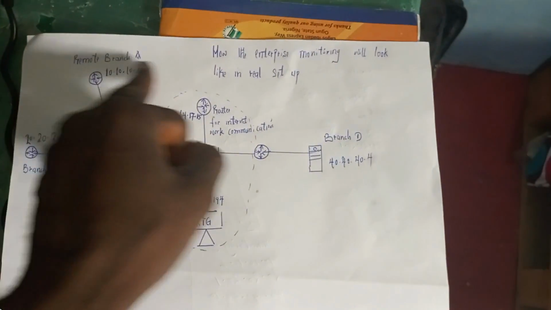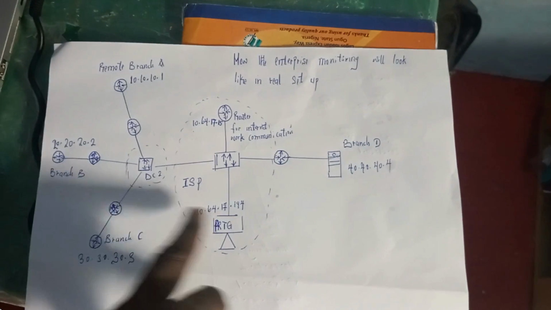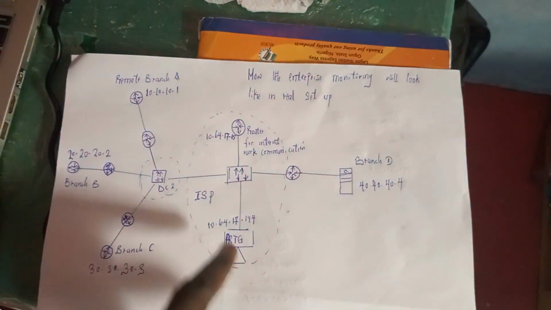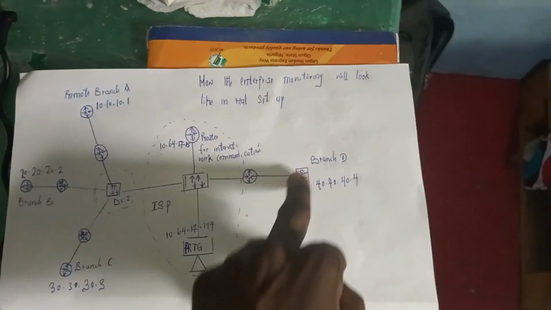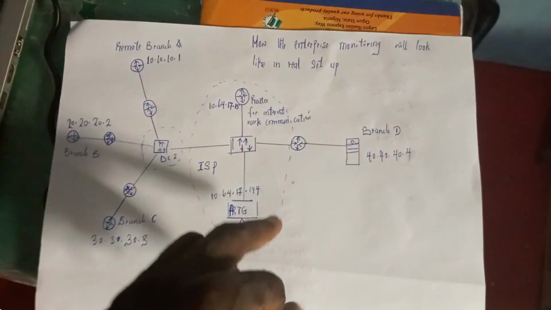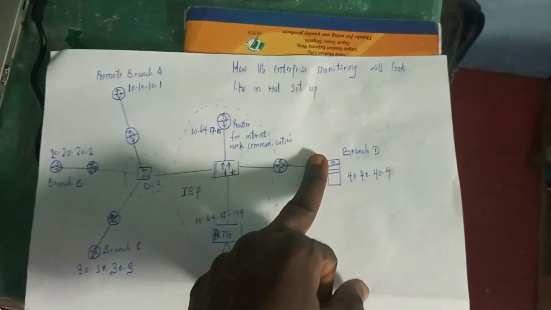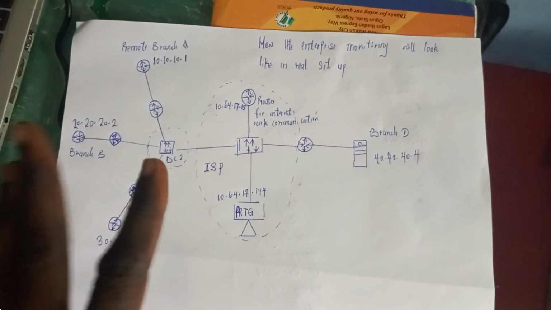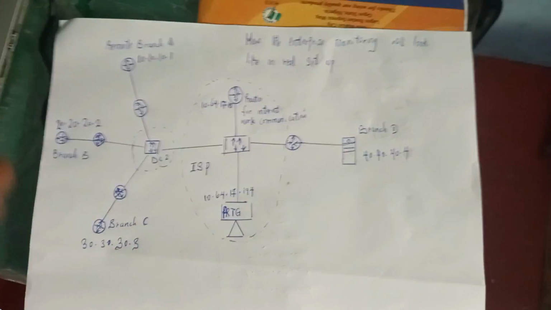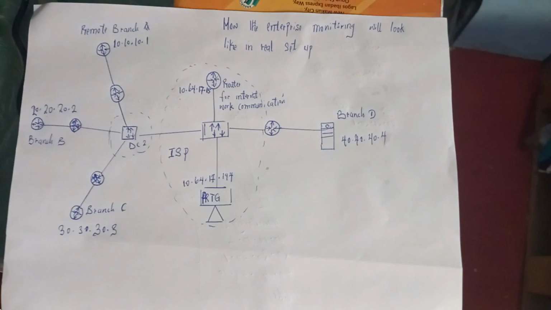So here are the various branches. So the PRTG will use the ICMP echo request to send requests to all these remote routers. So if they are up, they will send back echo reply to let the PRTG detect that they are up. Okay, so that's how it will look in a real setup.